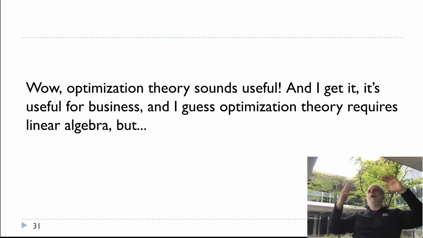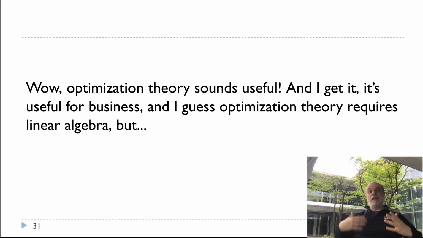All right, so optimization theory sounds useful, and I get it. It's useful for business, and I get optimization theory requires linear algebra, but it's still really kind of not my gig.